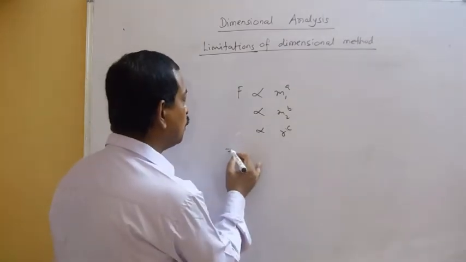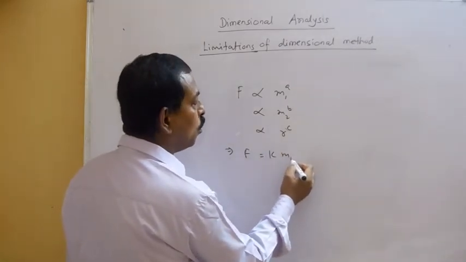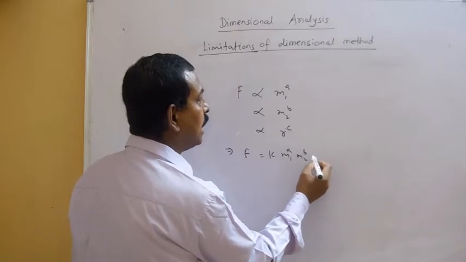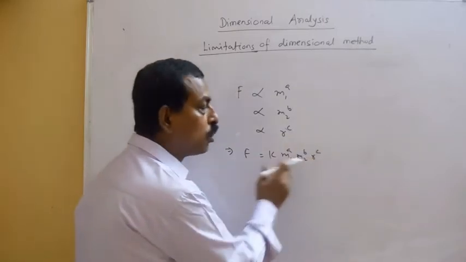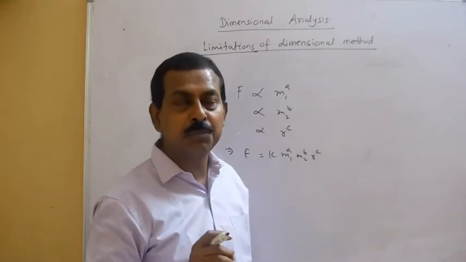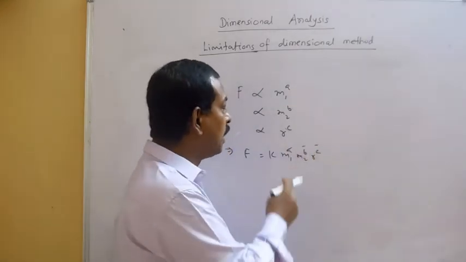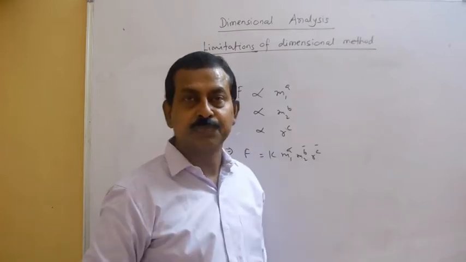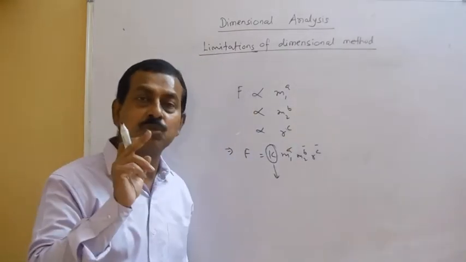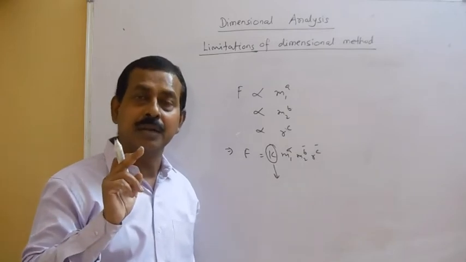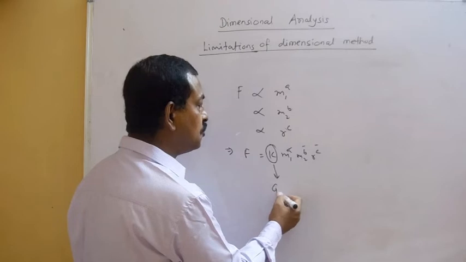And if you use it, it will be K times m1 power A, m2 power B, and R power C. If you take the dimensions of both hand sides, you will not be able to get the values of A, B, and C by equating base units, because it involves a constant here which is not dimensionless. It is a dimensional constant. Basically, it is coming in place of G there.